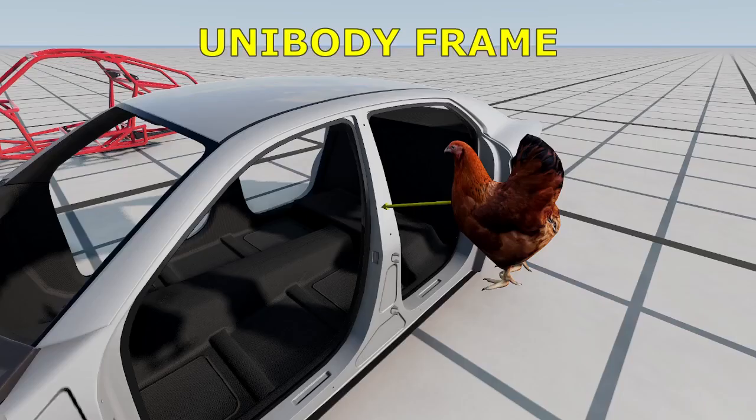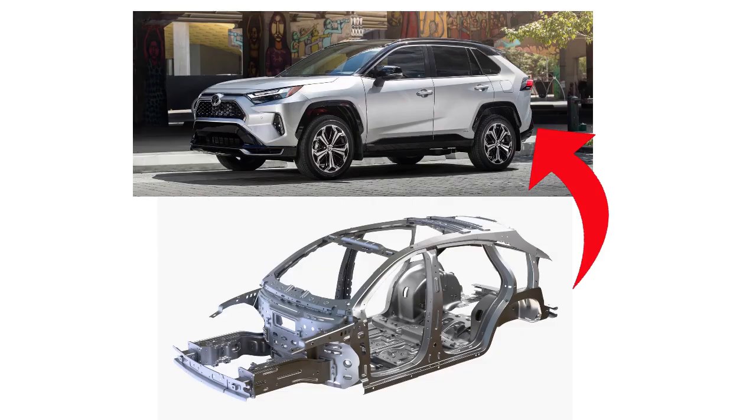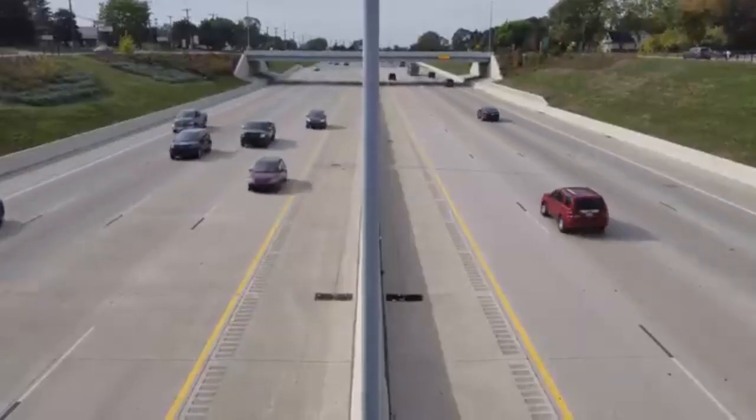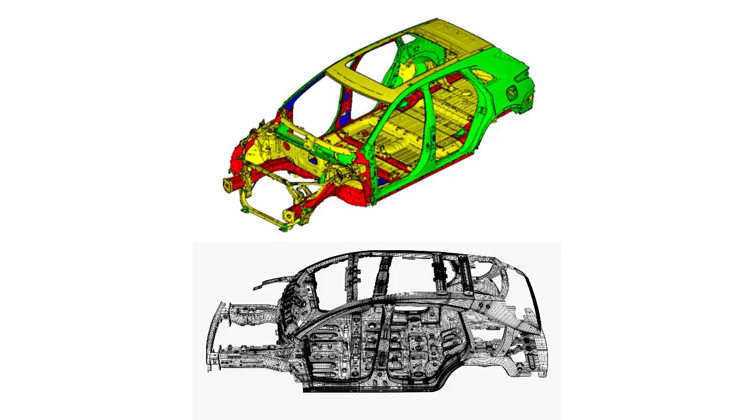This frame is called a unibody frame. It is called such because the body and frame of the car are integrated together. This type of frame is the most common type in modern times. Almost all passenger cars have a unibody frame. That is because unibody frames provide the best comfort and safety compared to other frame types. The downsides of unibody frames are that they are more complicated and costly to produce compared to ladder frames.